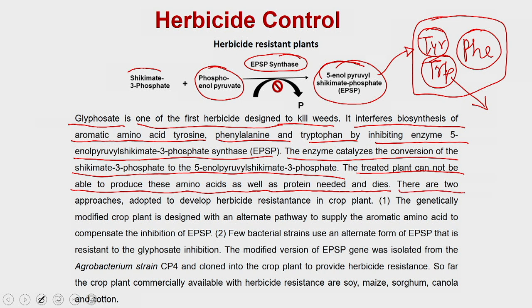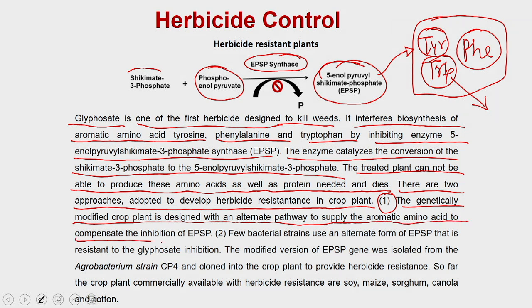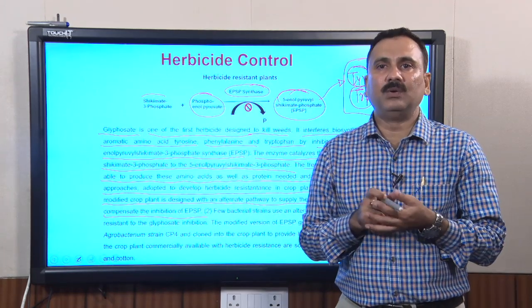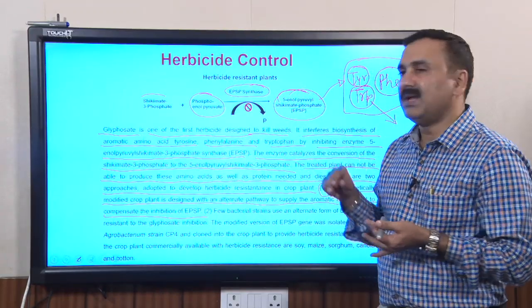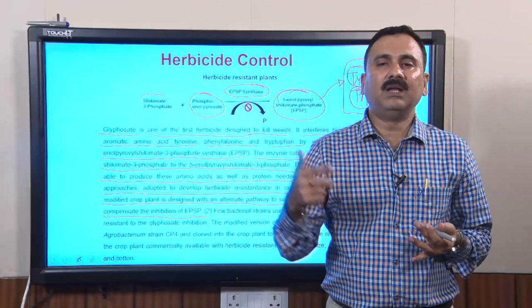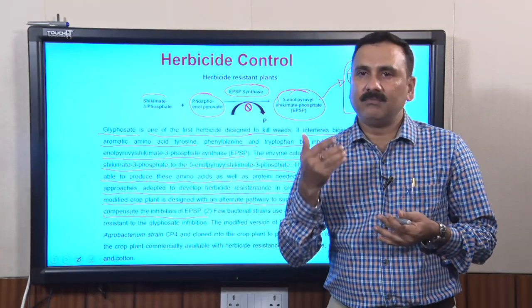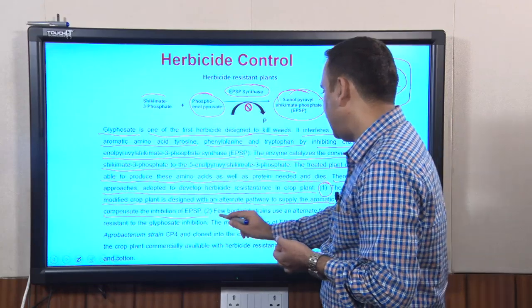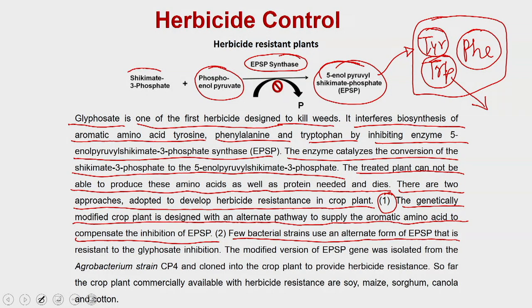There are two approaches which people have adopted to develop herbicide resistance in crop plants. In approach number one, the genetically modified crop plant is designed with an alternate pathway to supply the aromatic amino acids to compensate for the inhibition of EPSP, which means people are generating transgenic plants with alternate biosynthetic pathways, so that the plant is not dependent on EPSP to provide tyrosine, phenylalanine and tryptophan. As a result, if you treat it with glyphosate, only the weeds are going to die, and the crop plant is going to be protected.